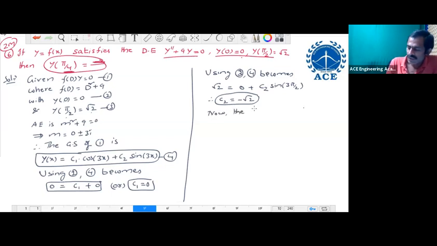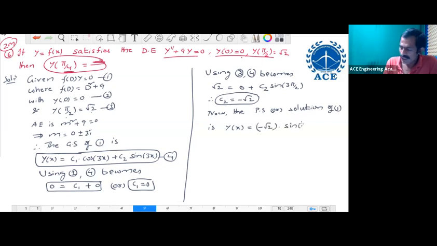Now the particular solution, or just the solution of 1, is y of x equal to c1 which is 0, so the first part is 0 in equation 4. From the second part, this is minus root 2 into sine of 3x. This is the particular solution for these two conditions. Up to here, finding the particular solution is completed.